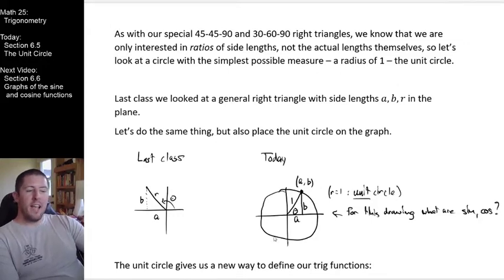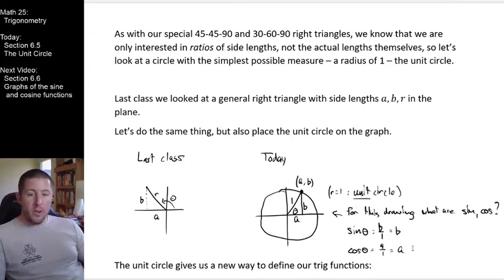So my question is, in this diagram right here, what is the value of sine and cosine? If I compute sine of theta here, sine is opposite over hypotenuse, which is b over 1. That's literally the same thing as the height b. If I go to compute cosine of theta, cosine is adjacent over hypotenuse. That's a over 1. That's literally just a.